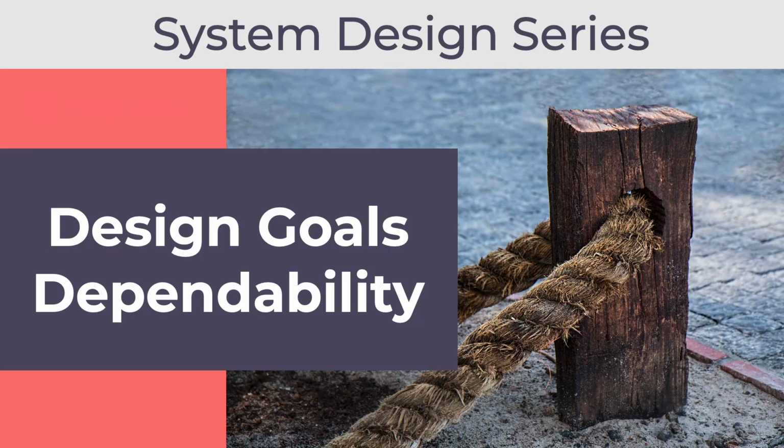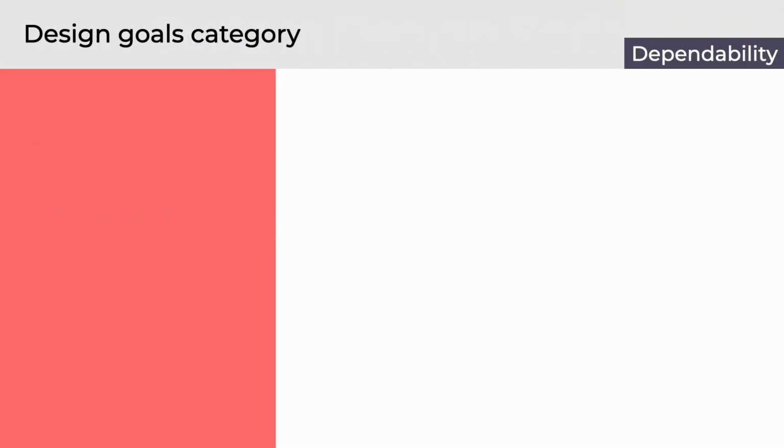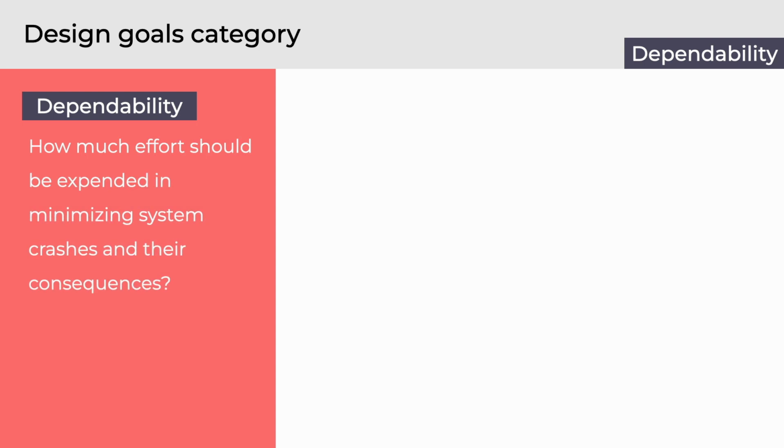Dependability. This category of design goals helps us to make a system more reliable from an operational standpoint. So how can we describe dependability? Dependability refers to the effort required to minimize system crashes and malfunctions by making the system more available, reliable, and fault-tolerant. This category has many criteria that we can look into in order to define the design goals.